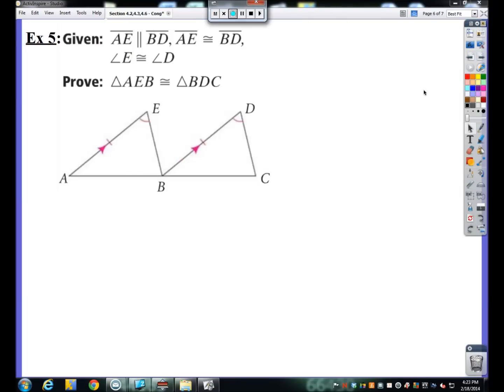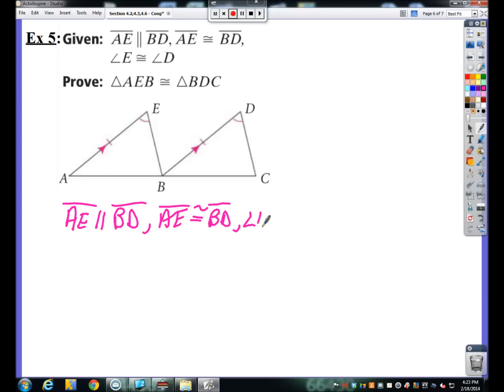And so now let's look at example 5. So we've got 3 pieces of given information here. We've got some parallel sides. Ooh, we haven't messed with parallel sides before. And not only are those sides parallel, but they're also congruent. And we got a pair of congruent angles. Now, they were nice enough, they already marked all that information for us in the picture, but we still have to write it out in our proof. So we have some parallel segments, and those segments are congruent, and we got a pair of congruent angles.